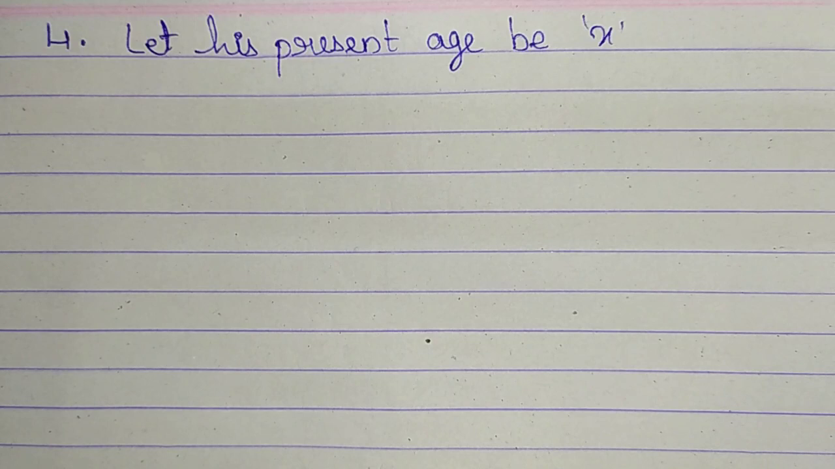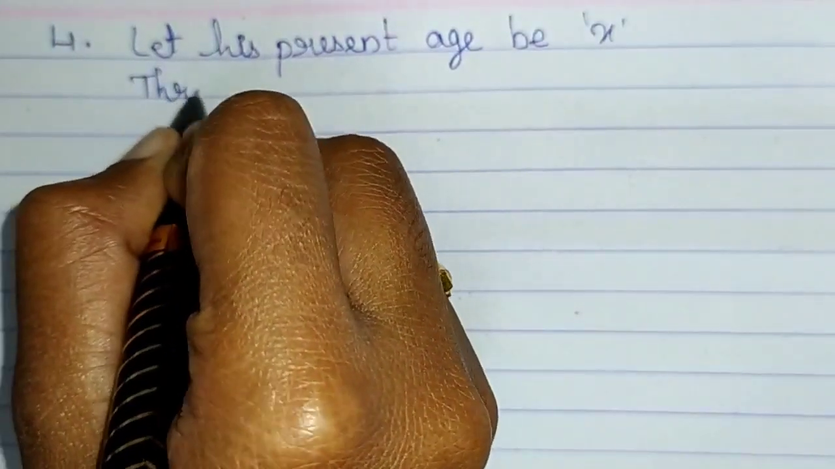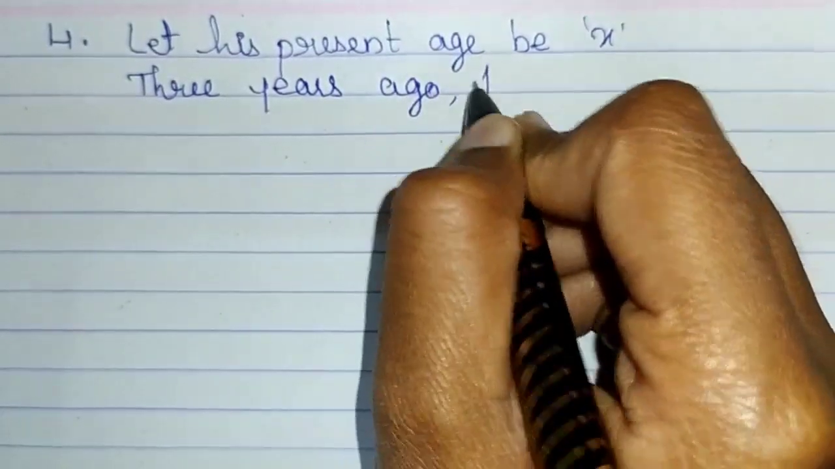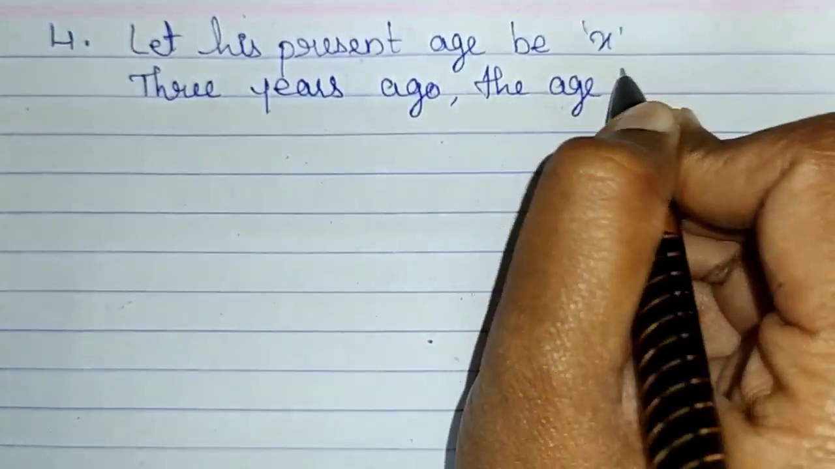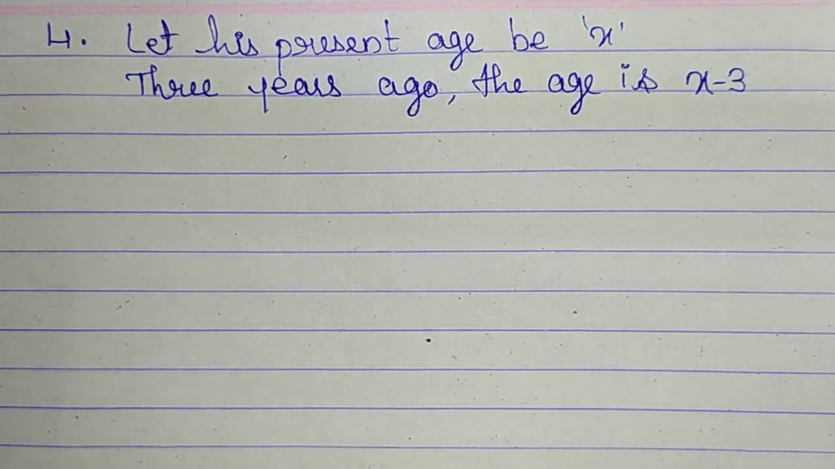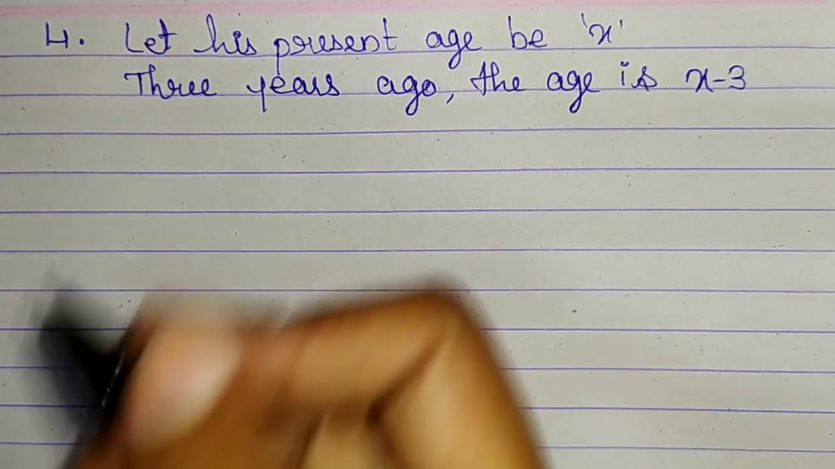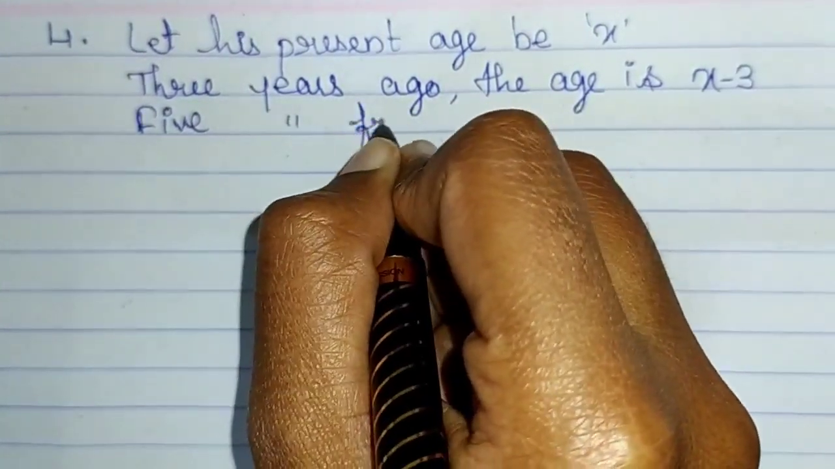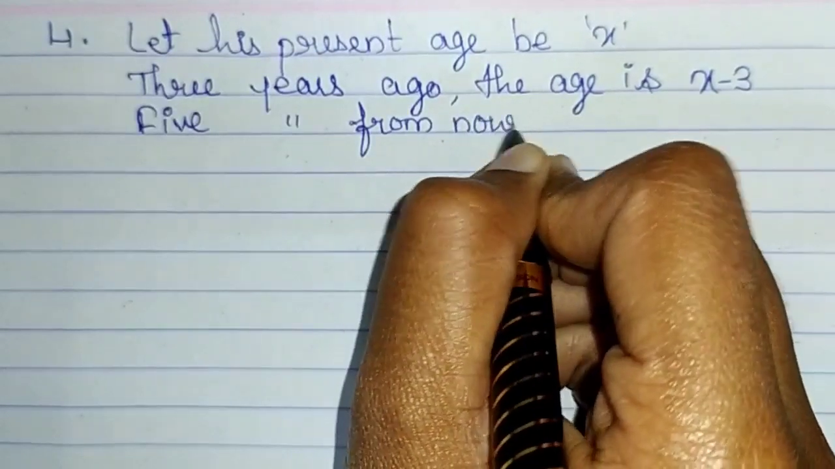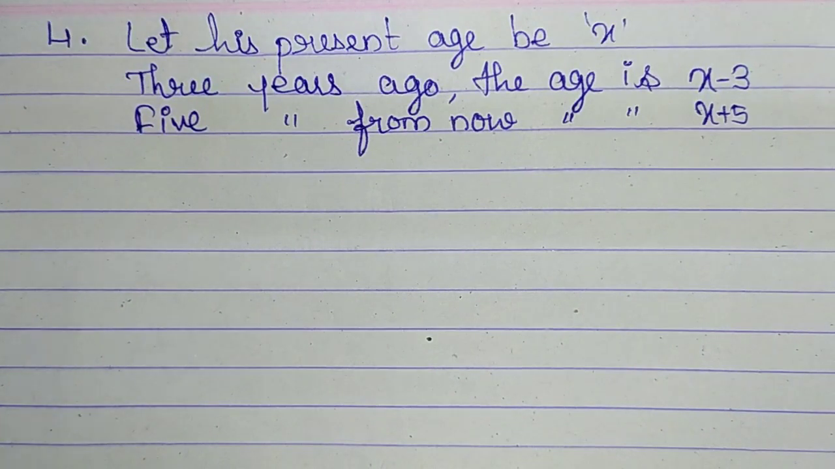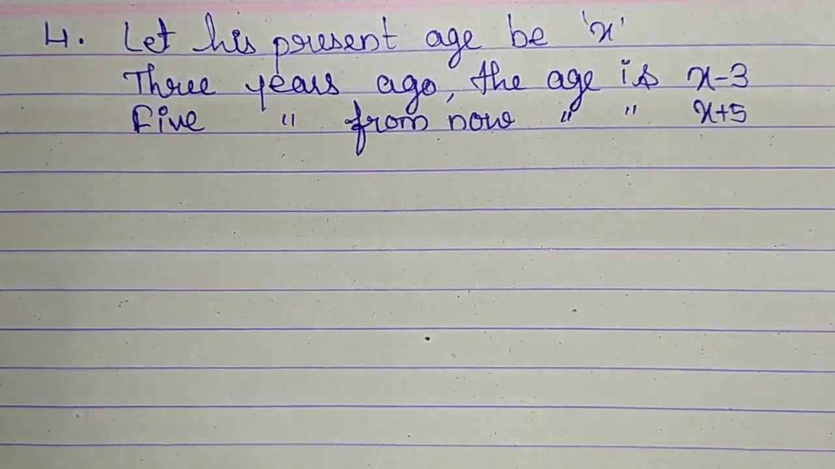So 3 years ago, the age is x minus 3. That is, if you are 15 this year, then 3 years ago your age was 15 minus 3, that is 12 years. Similarly, 5 years from now, 5 years in the future from now, age is x plus 5. If you are 15 now, then after 5 years your age will be 20 years.